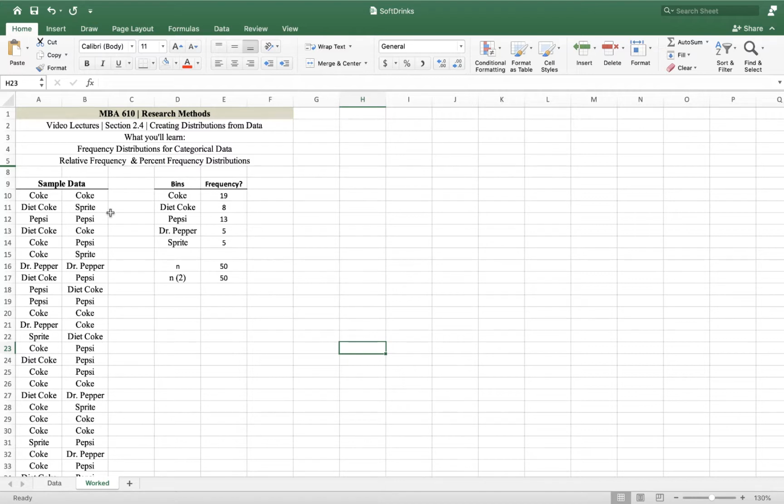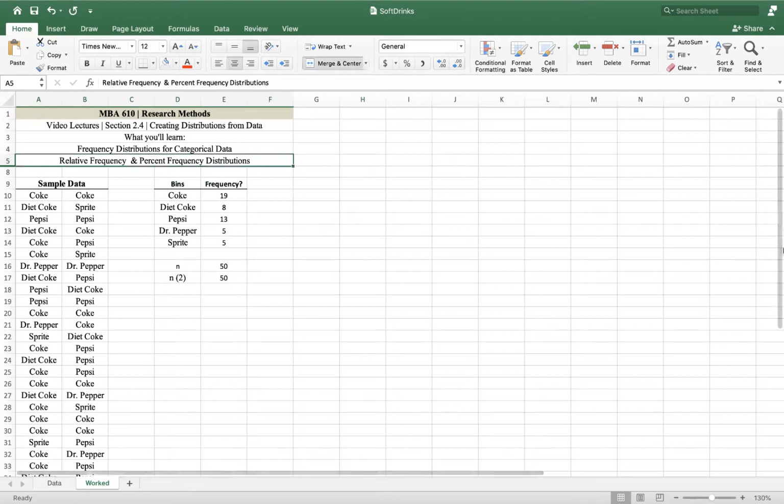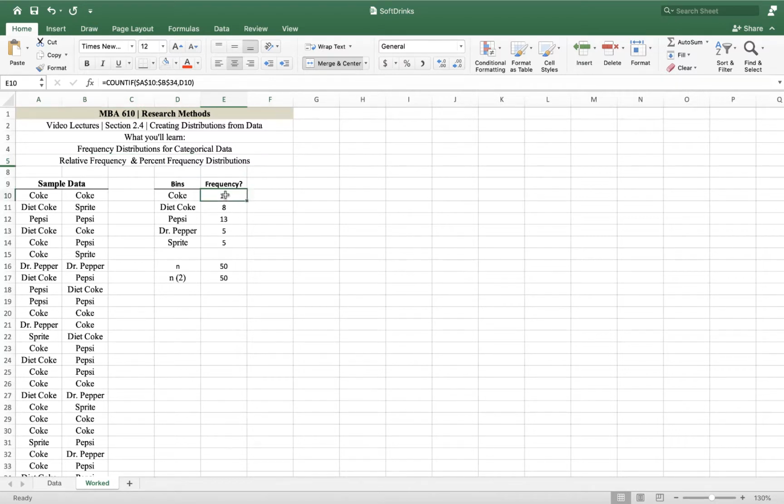And what we're doing now is some relative frequency and percent frequency distributions. In our last video, we created this frequency distribution where we calculated how many of a set of 50 sales were for Coke, Diet Coke, Pepsi, Dr. Pepper, and Sprite. And we got to where we saw that Coke was the most popular with 19, followed by Pepsi. Then Diet Coke and Dr. Pepper each tied with 5.